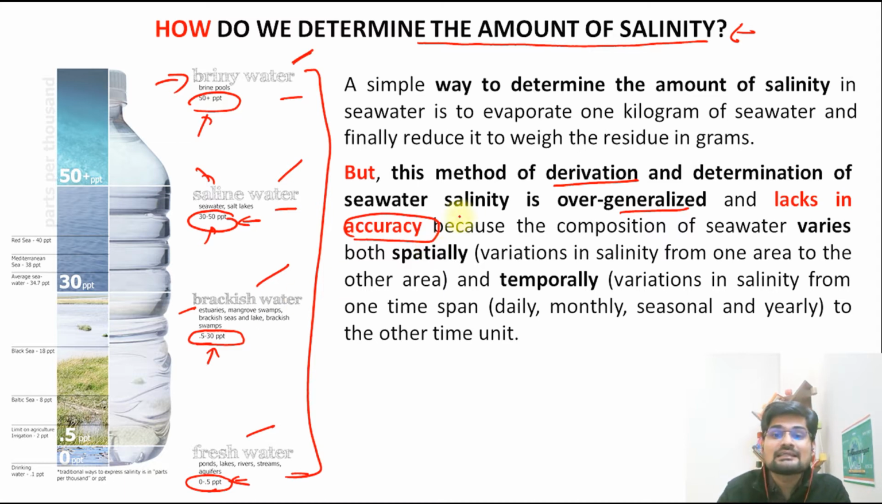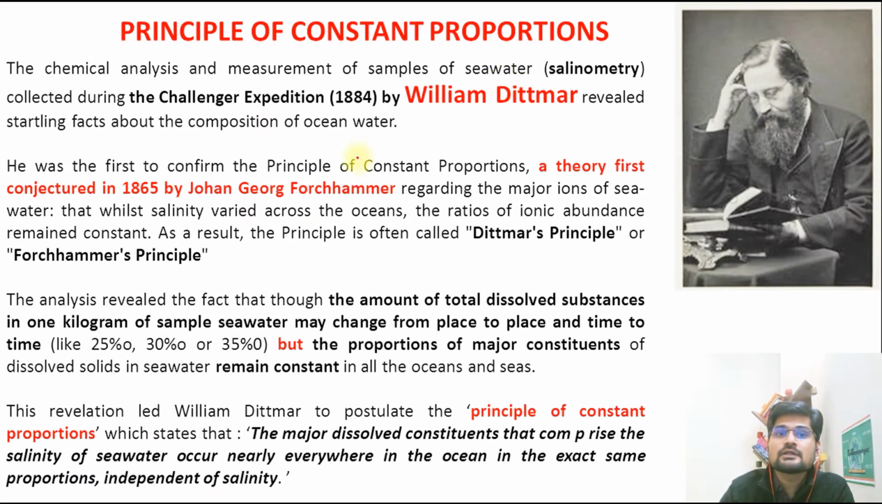So this is why it is an overgeneralized method if we want to determine the salinity through this method, right? Because of these spatial and temporal variations, remember the salinity cannot be determined by just evaporation methods. So we need to find out more methods about it. According to this particular principle that we call constant proportions, we talk about salinity measurement and salinity distribution.